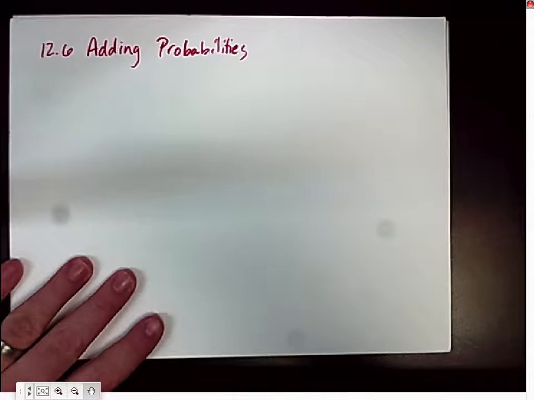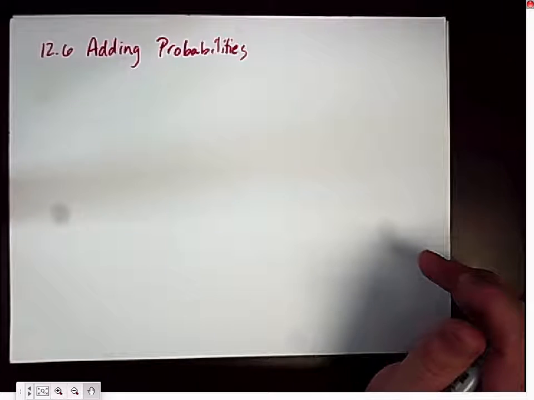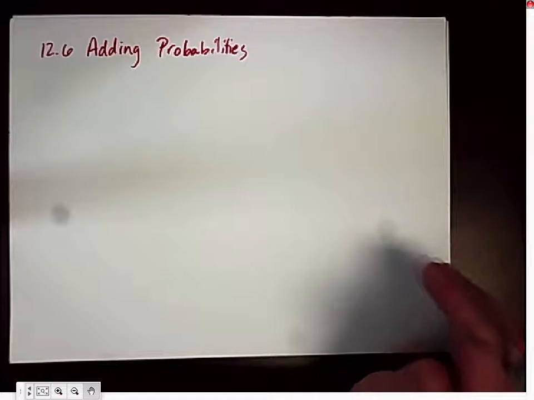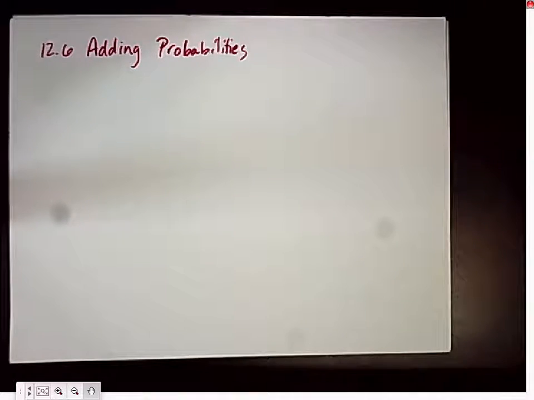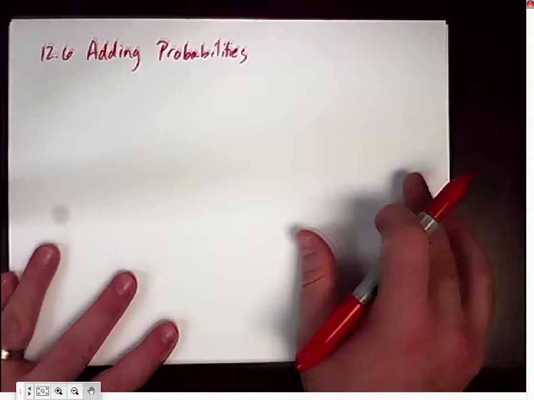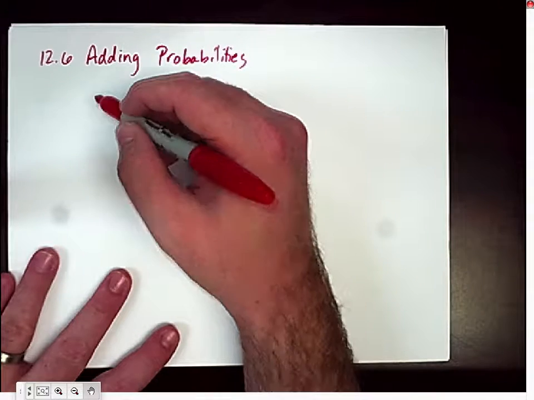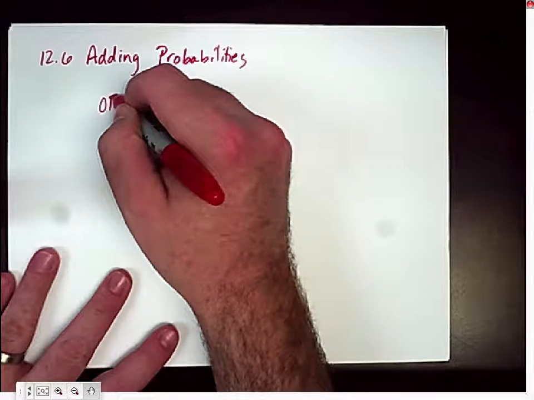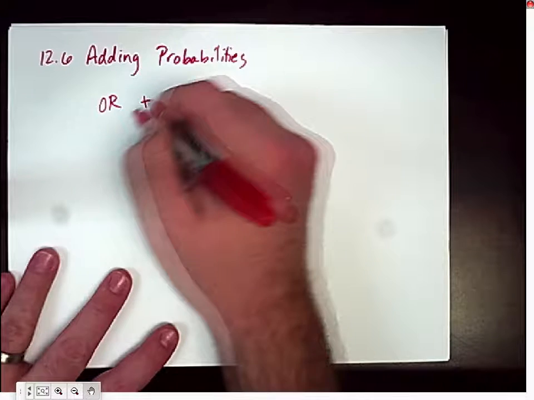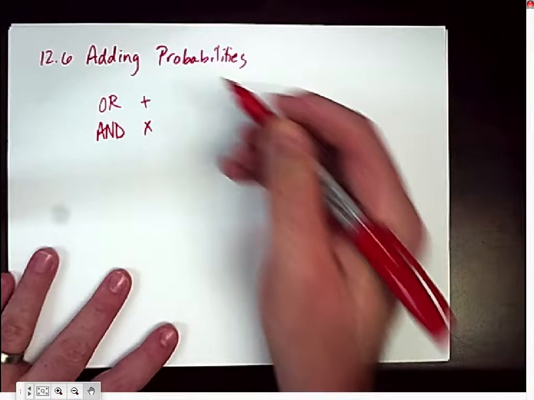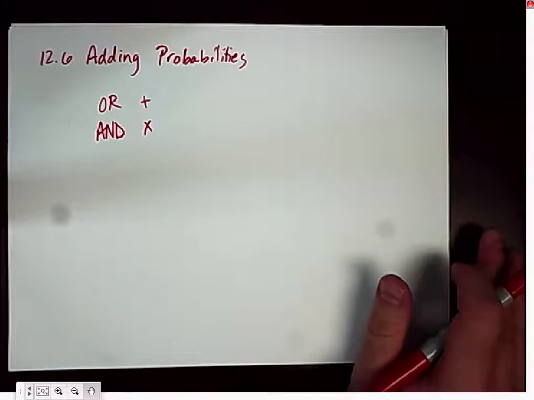All right. So we're talking about adding probabilities, and do you remember the word when you're talking about counting and probability that means add? And? Is it and? Or. Which one? Or. Okay. Or means add, and means multiply.